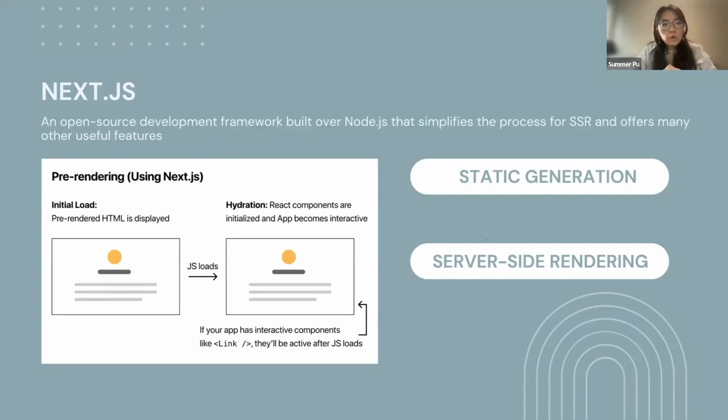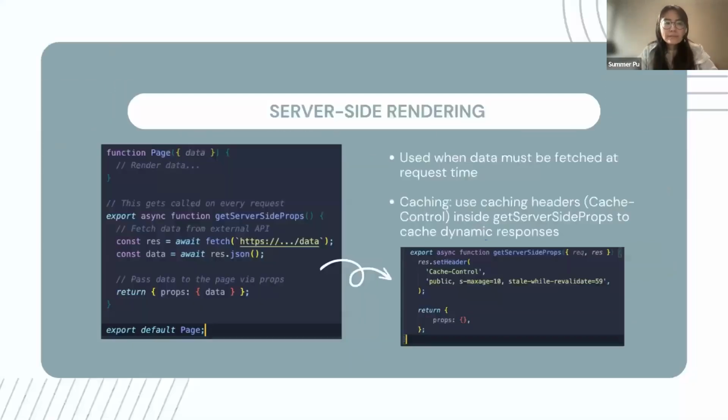Next.js uses two forms of pre-rendering, with the difference being when the HTML is generated. So the first is static generation. Here, the HTML is generated at build time and is reused on every subsequent request. You can use built-in functions like getStaticProps and getStaticPaths. In case your data changes often, you can implement server-side rendering, where the HTML is generated each time a request is made. The function used is getServerSideProps.